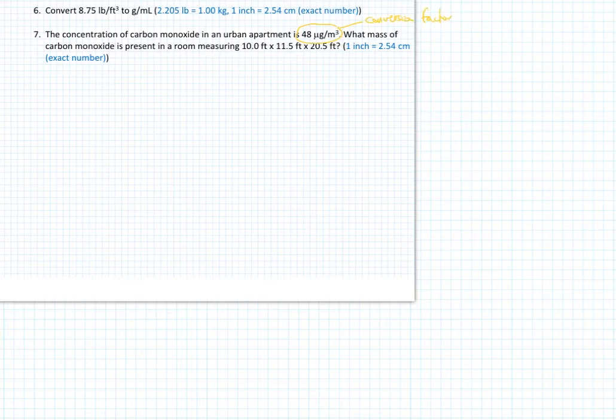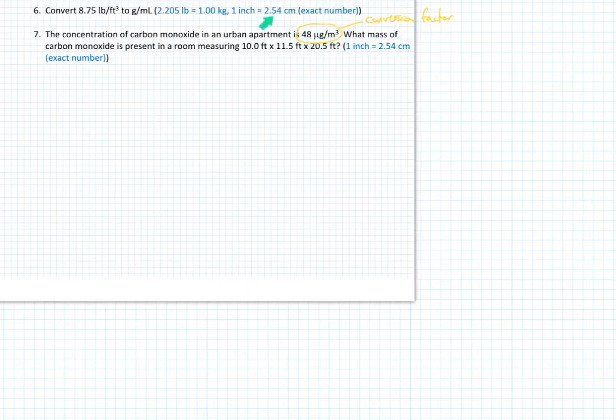And why I say that's your conversion factor, that's like your 12 inches equals a foot. Because what this means is it doesn't matter what size room you have, that is the amount of carbon monoxide that's in that room. So if I have a 5 foot by 5 foot by 5 foot room, it's 48 micrograms per meter cube. If I have a 100 foot by 100 foot by 10 foot room, it's 48 micrograms per meter cube. So that's actually your conversion factor.